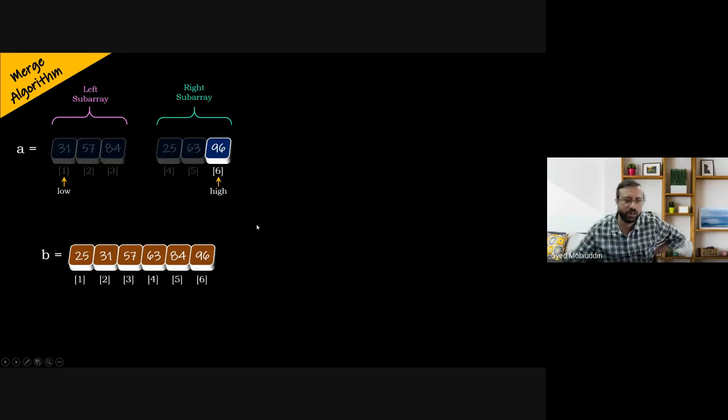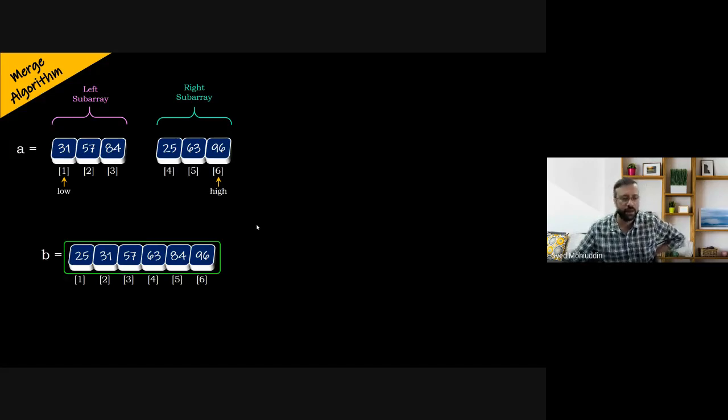So this is how merging happens, not merge sort, merging happens. Now, once all the elements are compared and stored in the temporary array B, actually, we are merging whom? Two sorted arrays. And the result of two sorted arrays is a sorted array, which when we merged, is stored in array B.